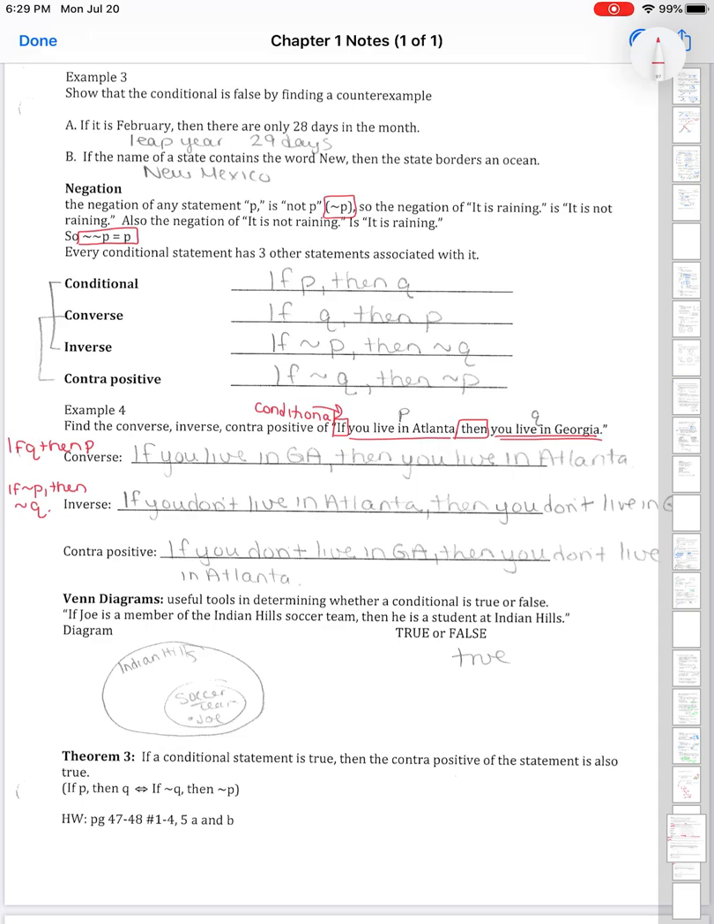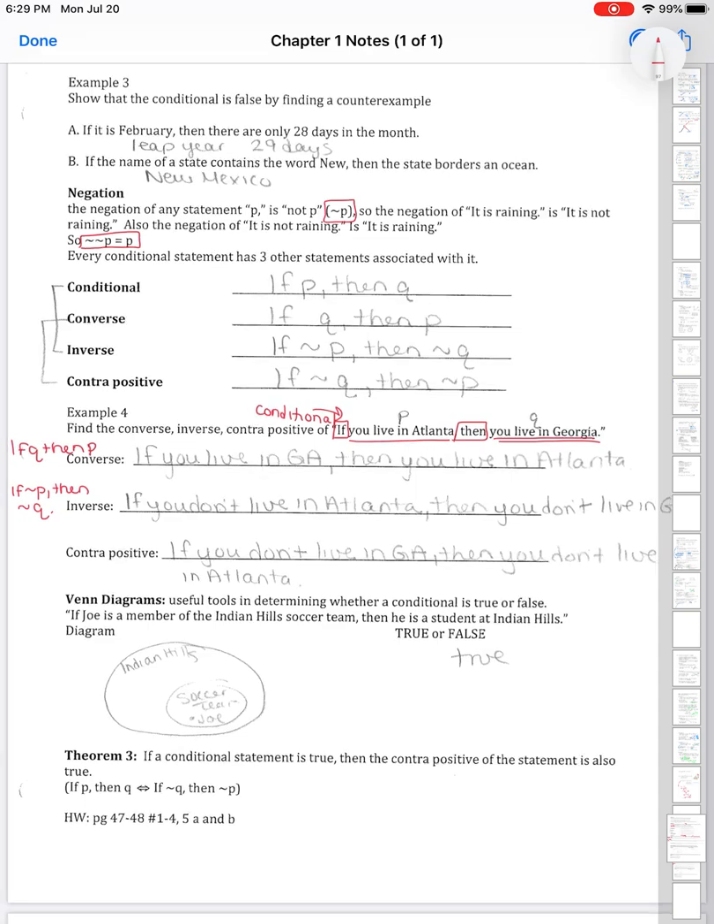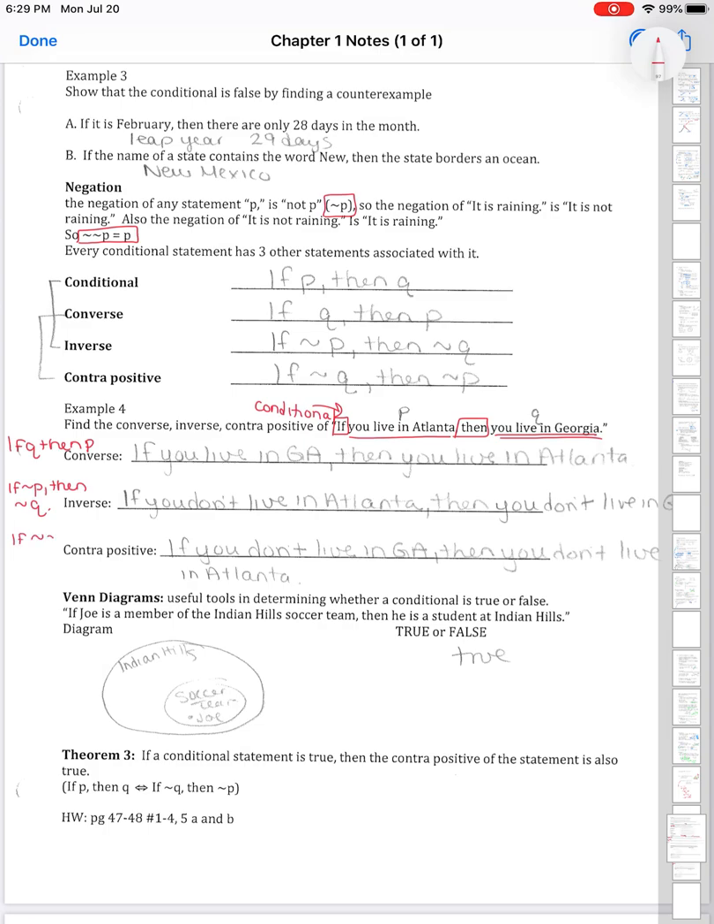So the converse goes if Q, then P. So it flips it. So instead of if you live in Atlanta, then you live in Georgia, it's if you live in Georgia, then you live in Atlanta. The inverse negates the conditional. So if not P, then not Q. So if you don't live in Atlanta, then you don't live in Georgia. And the contrapositive negates the inverse, or the converse, sorry. So if not Q, then not P. So if you don't live in Georgia, then you don't live in Atlanta.